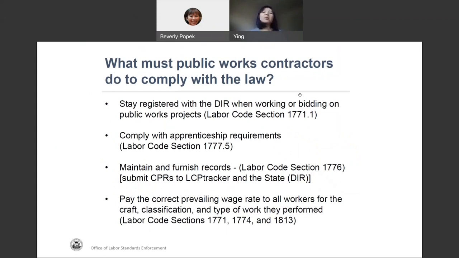So what must a public works contractor do to comply with the law? Well, first of all, you have to stay registered with the DIR when you are working or bidding on public works projects. You need to comply with the apprenticeship requirements. You need to maintain and furnish certified payroll records. Make sure that you are submitting the certified payrolls to LCP Tracker, which is the city system, and also to the state. You need to pay the correct prevailing wage rate for all workers for the craft, classification, and the type of work that they performed.